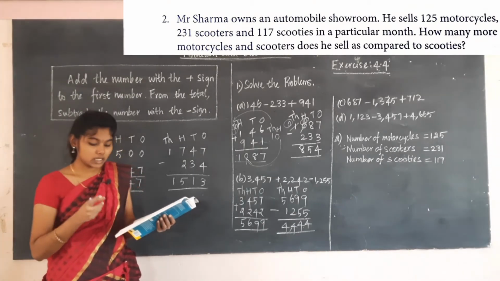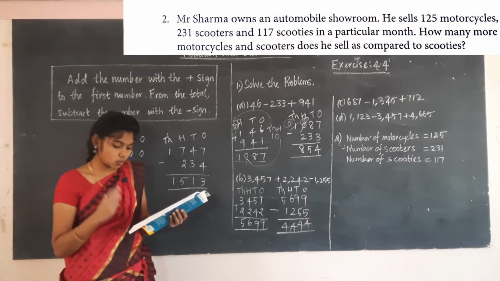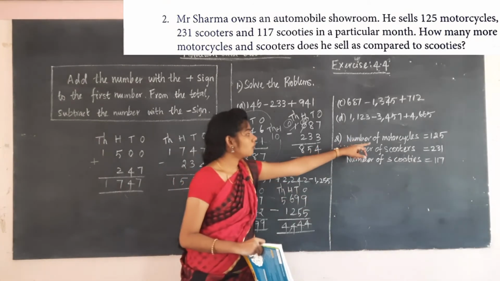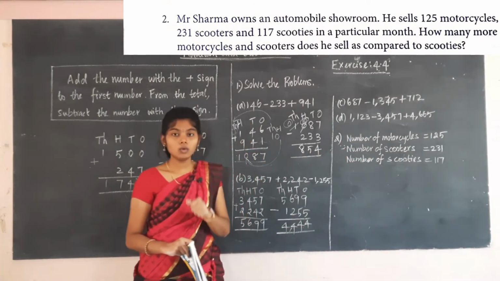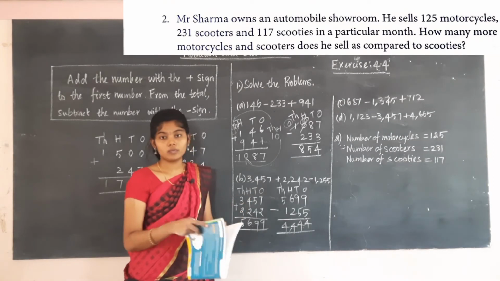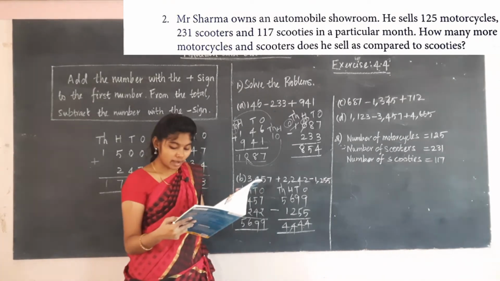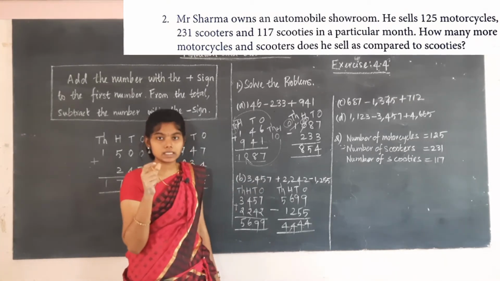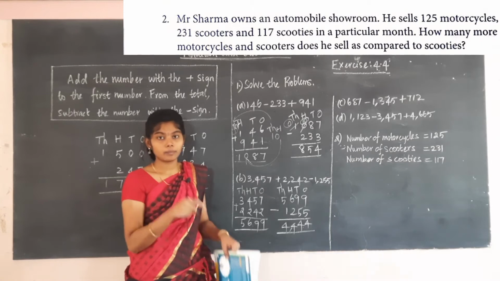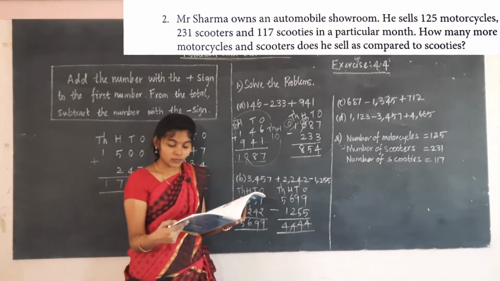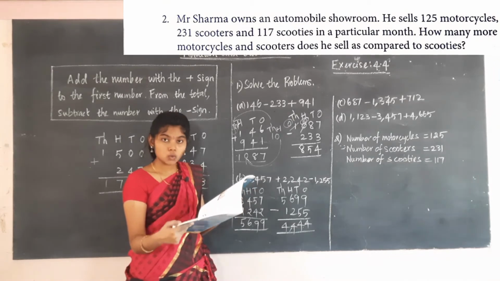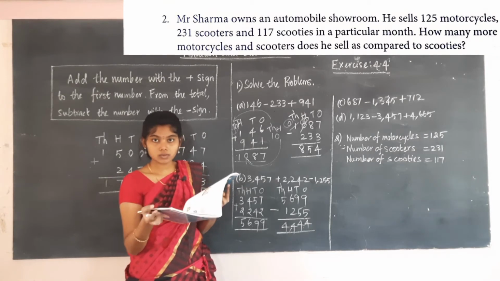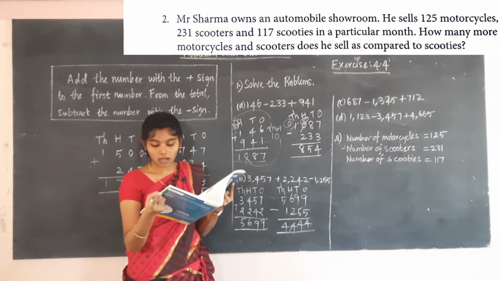Here the question is, how many more motorcycles and scooters does he sell as compared to scooties? I have mentioned the number of motorcycles, scooters and scooties, and now the question is, how many more? How many more means more than that. What they have compared is motorcycles and scooters, and the word 'and' is given here. The meaning of 'and' is addition. So you have to add the motorcycle number and the scooter number. These two are compared to the number of scooties. After adding motorcycles and scooters, we have to compare that total with the scooties.